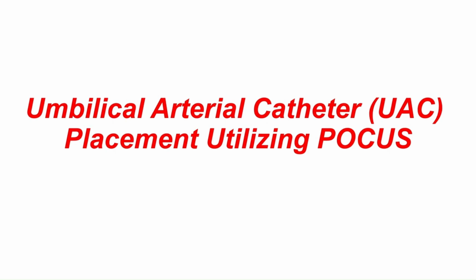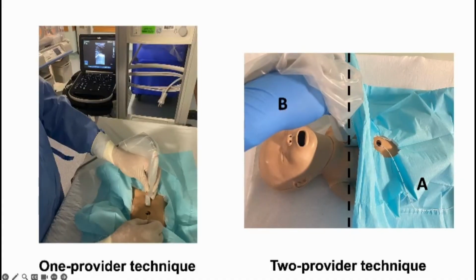The following video demonstrates how to identify the tip of a catheter when placing an umbilical arterial catheter utilizing POCUS. These pictures demonstrate the 1 and 2 provider technique for POCUS utilization during umbilical line insertion.